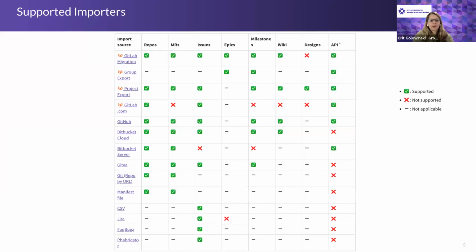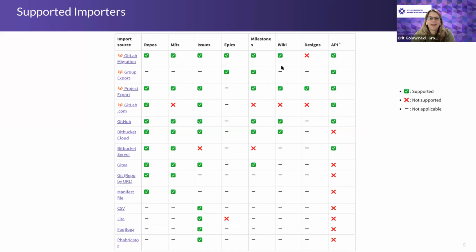In terms of the supported importers, this is the list of all the different importers that we support. And you can see here that we support them on different levels. So the GitLab migration tool, which is usually used for migrating from self-managed to SaaS or from one place to another. For example, many of our users don't automatically upgrade to the latest version of GitLab. First, they want to do a testing environment, see that everything still works. And so they move it from one place to another, verify that everything's okay, and then they go ahead and upgrade their production environment. So this supports everything today besides designs, which is pretty new.